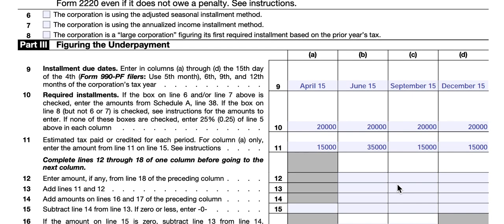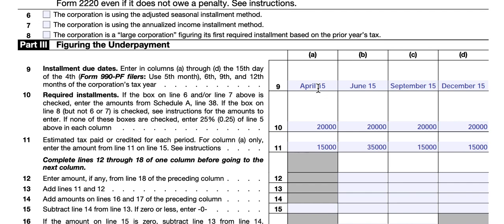So in part 3, we're going to figure the underpayment. And what we did here is we just kind of populated the first 3 rows. And now, the installment due dates on line 9, we have 4 columns that represent the quarterly payments. So as instructed, the 15th day of the 4th month of the corporation's tax year.